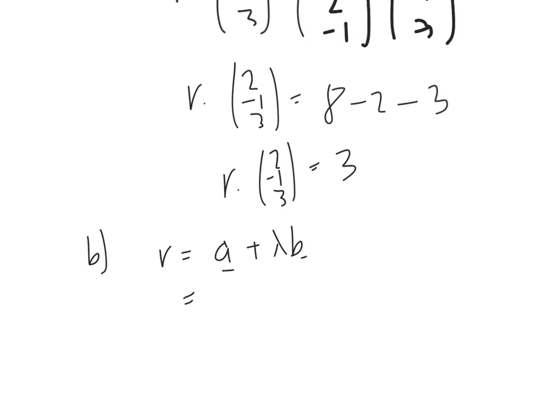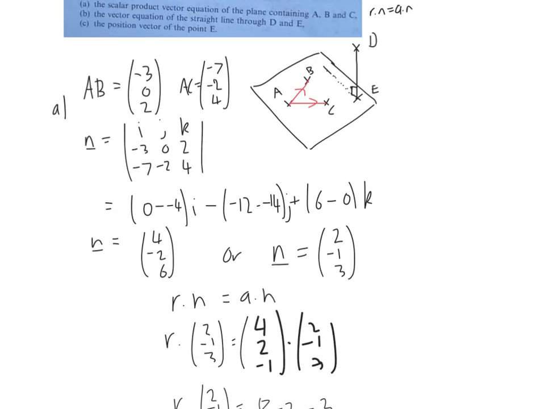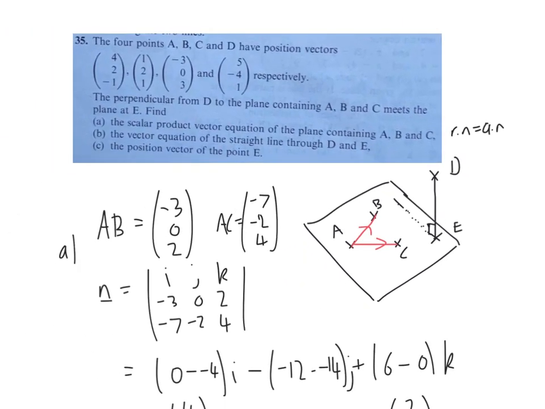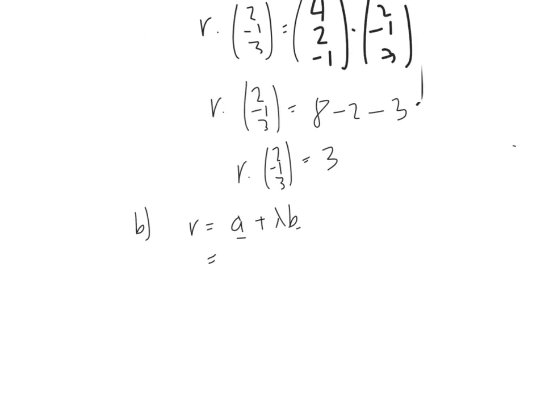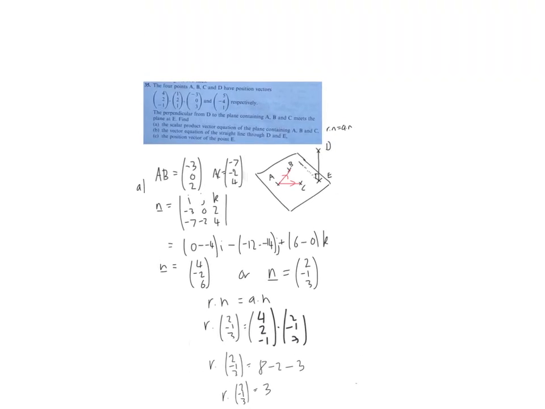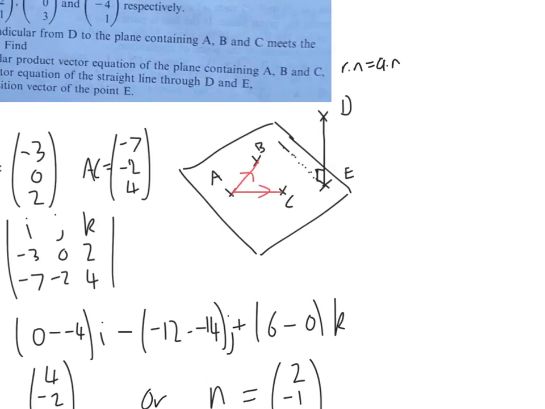So A is a point on the line. Can we find a point on this line? Well, D and E are on the line, and we know that D is 5, minus 4, 1. So we can put that in. 5, minus 4, 1 plus lambda, and then B is the direction of that line.